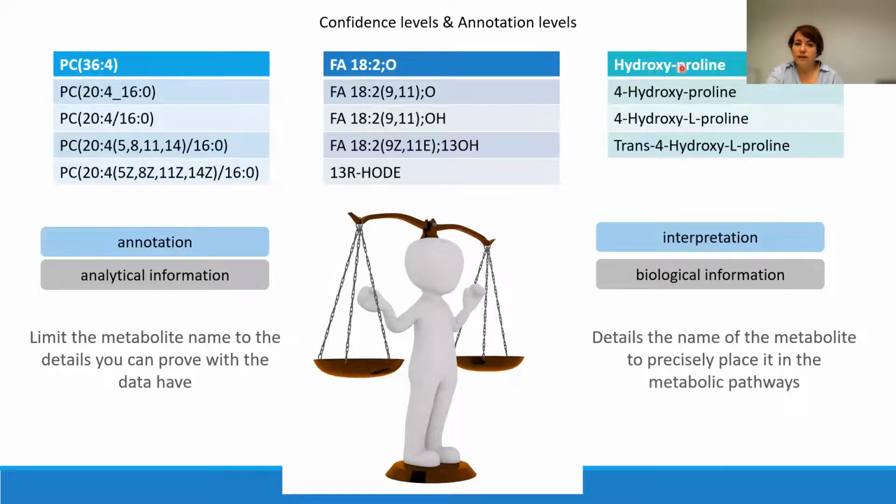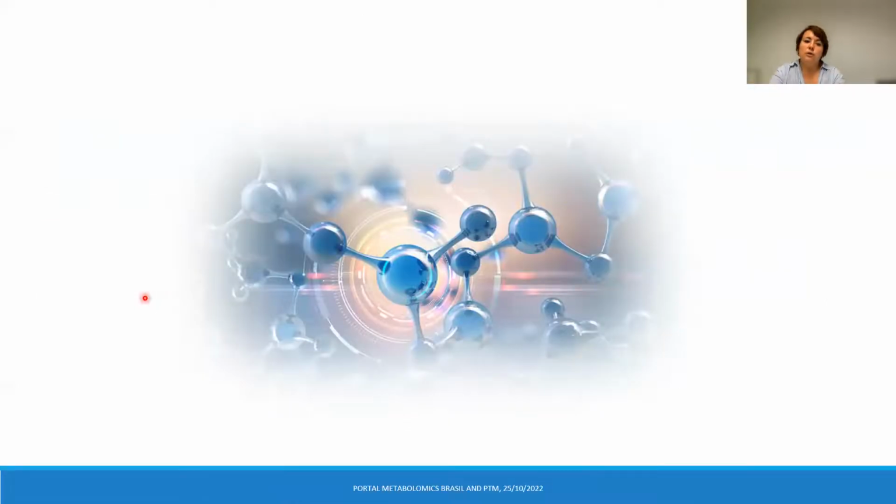For example, here I have hydroxyproline. Depending on whether it's 4 or 5 hydroxyproline, it will have different properties. Depending on whether it's symmetric or asymmetric dimethylarginine, the same story. So we have to find a compromise between how to interpret our results in the best way, but at the same time, how to present the results of our work, because finally, this is analytical work in the way that it's robust, it's trustful, and it really reflects the information we have.